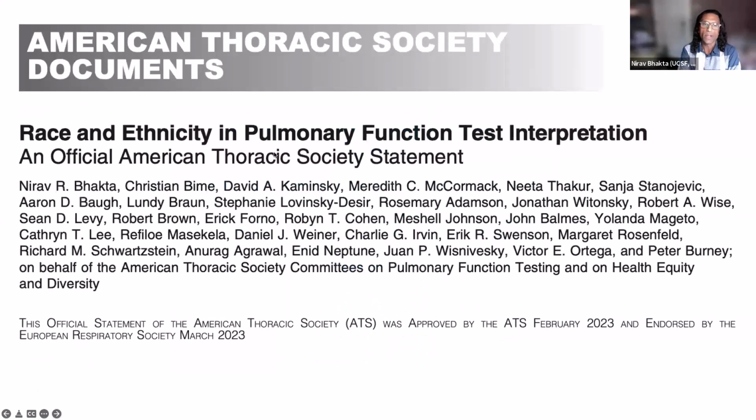And so here today, we're going to talk about the genesis of this statement on race and ethnicity and pulmonary function test interpretation, which was the output of an official ATS workshop, which took place in May of 2021. And I want to give you some of the history of race in pulmonary function testing.